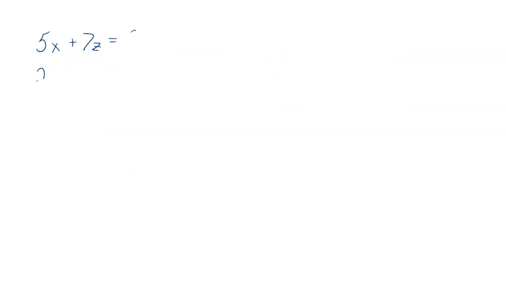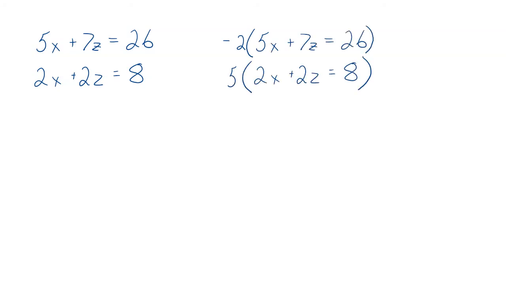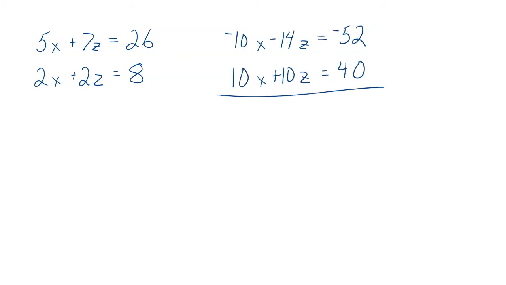So we have our two equations, and now we're going to use elimination to solve for one of the variables. So I'm going to multiply the top one by negative 2 and the bottom one by 5, so that my x terms will have the opposite value, and then that leaves me with a negative 4z is equal to a negative 12. So when I divide both sides by negative 4, I find that z is equal to positive 3.